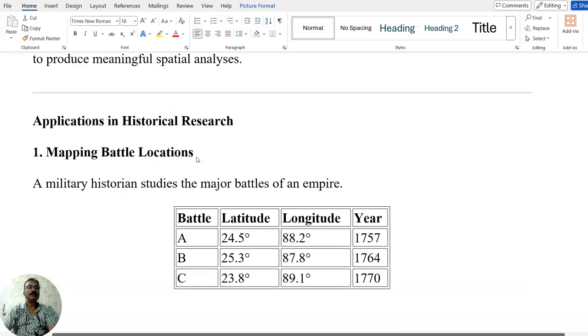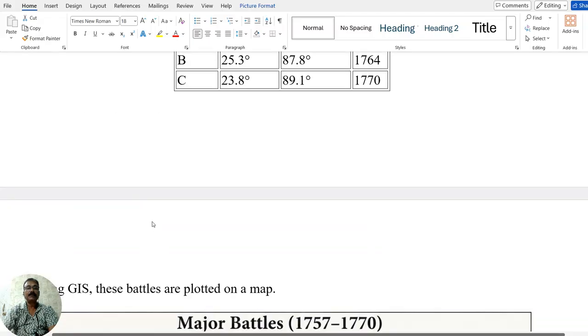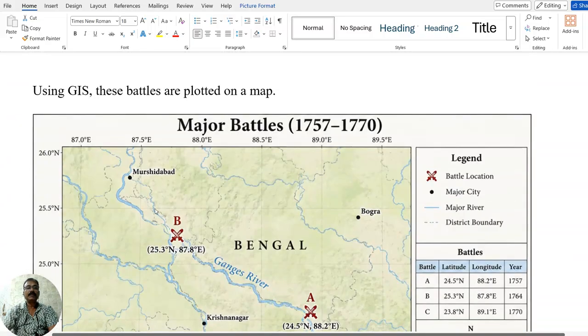So, mapping battle locations. A military historian studies the major battles of an empire. Suppose you have the data: battle A, B, C, with latitude, longitude, and the year. Here you have the Battle of Plassey and the Battle of Buxar, in 1757 and 1764. You have the data record with the name of the place, A, B, C, and latitude and longitude are given. If you plot this information onto a GIS map, you can get this type of diagram. Or with the help of artificial intelligence, you can create such a map.